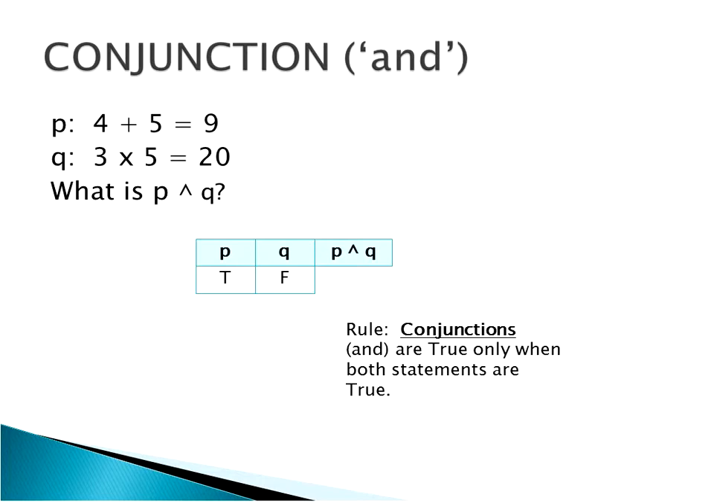Conjunctions are true only when both statements are true. So I have to have two individual statements that are both true in order to give me a truth value of true. Looking at ours, we have true and false. So that's going to give us false.